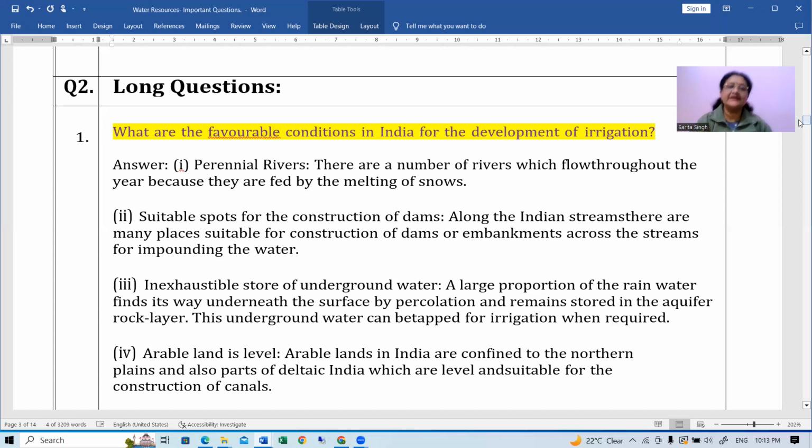So that is again in favor of the irrigation facilities, because if we talk about the wells, if we talk about the tube wells, ultimately we are using the water which is there in the water table, which is underground. So for that purpose, this helps. Okay, next is arable land is level. Arable lands in India are confined especially to the northern plains, and also parts of deltaic India, which are quite level and flat surfaced and suitable for construction of canals and all, right? So these all are helpful in the development of irrigation facilities, right?